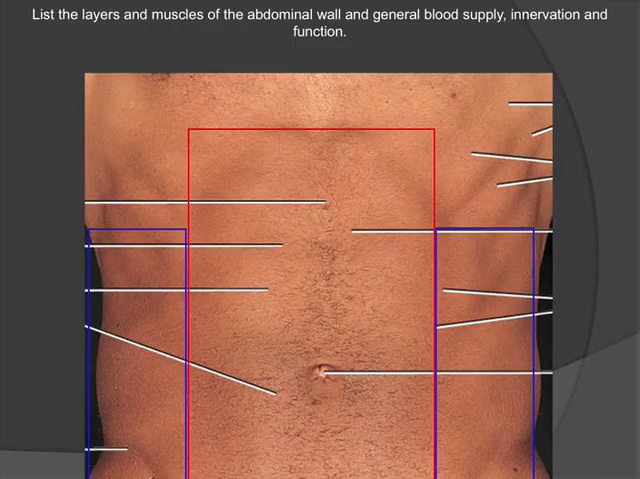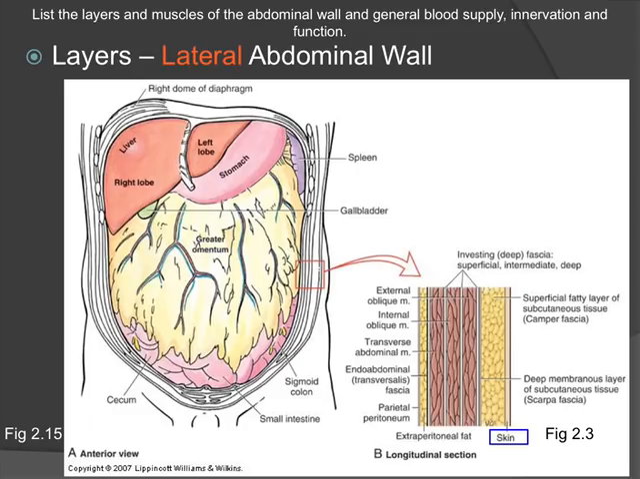All right, the layers of the abdominal wall. When you look at the abdominal wall, you look at the lateral abdominal wall, which is highlighted in blue, and the medial portion of the abdominal wall, which is in red. So we're going to focus first on the blue or the lateral abdominal wall, and what are those layers?